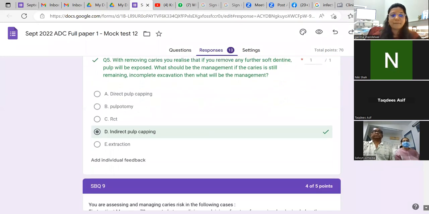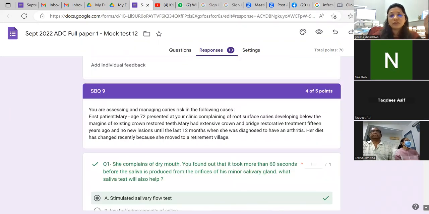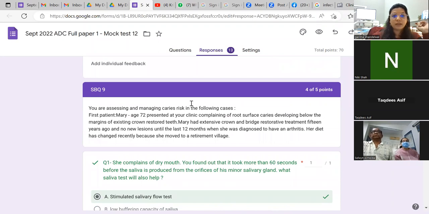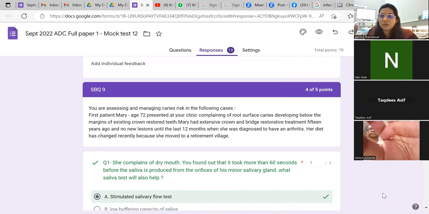Coming to the last SDQ of today. Any question? No question. Great. You are assessing and managing caries risk in the following cases. There are a couple of patients who have come to you back to back and you are managing the caries risk. You want to assess whether this is a high caries or low caries patient and what your approach will be. That is what the question is asking.